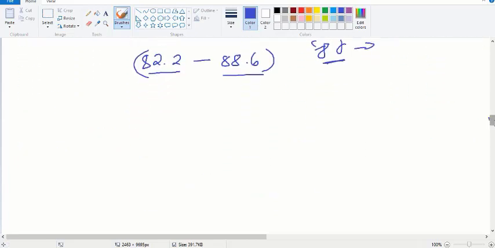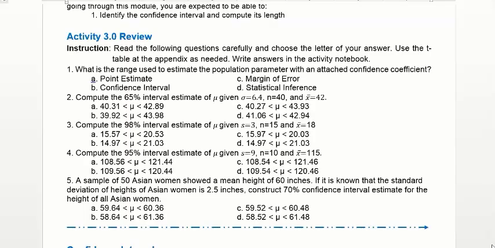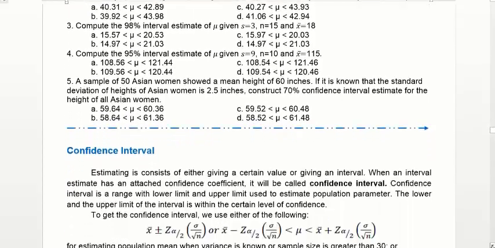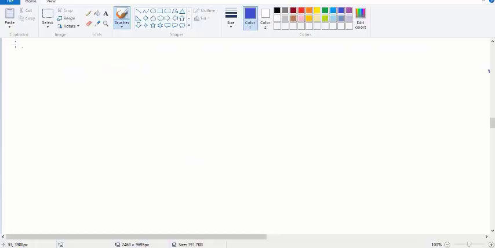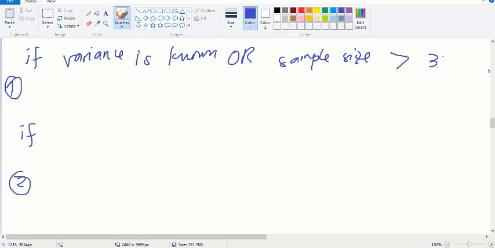So, how are we going to solve for the confidence interval? So, balik tayo dito sa baba. Meron tayong mga formula na given. There you go. So, we have two formulas, no? Tawagin natin Formula 1 at saka Formula 2. So, ang Formula 1 ay gagamitin mo lang if variance, okay, is known, or, take note of the or, sample size is greater than 30.